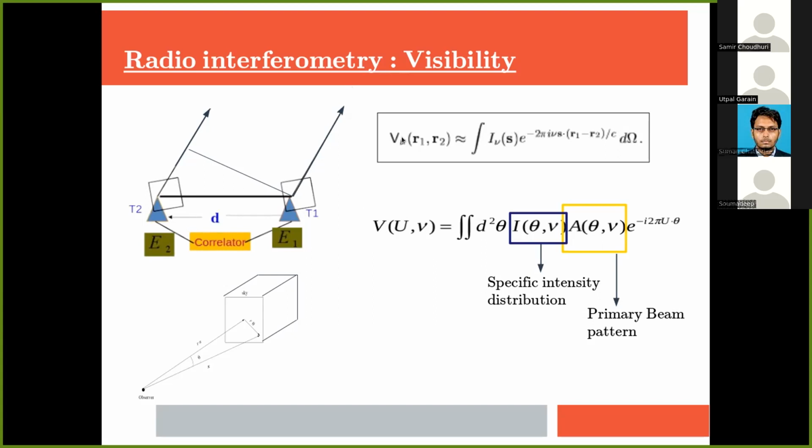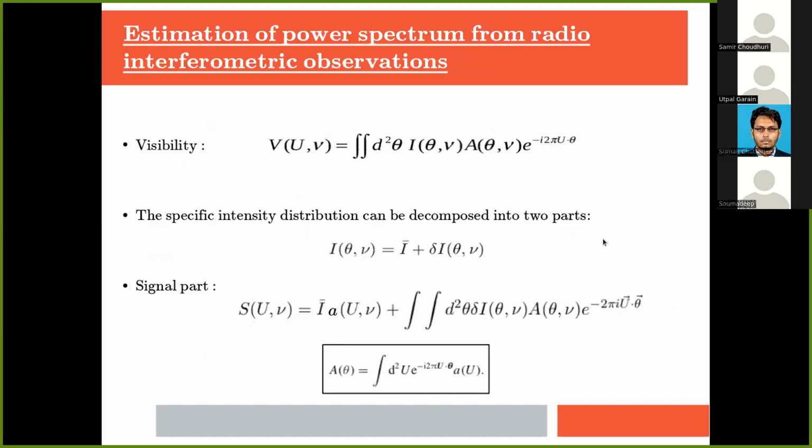And using the small sky approximation, we can write in terms of this two-dimensional vector theta on the sky over here, where I(theta, nu) is the specific intensity distribution, and here this A(theta) is the beam pattern. Because of the finite extent of each telescope antenna, it will have a directional dependence. So from some directions, it will receive more energy than other directions. So that intensity pattern is taken care of using this primary beam pattern over here. So visibility is essentially the Fourier transform of the specific intensity multiplied by this primary beam pattern.